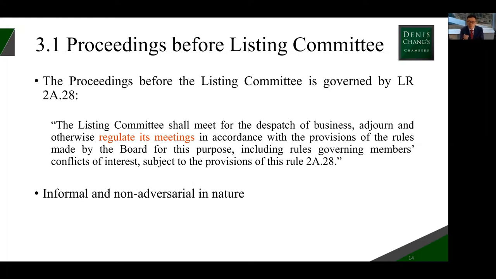Now, I'll first talk about the listing committee. The listing committee is the primary decision-making body in relation to a delisting decision. The rules governing the proceedings before the listing committee are stated in listing rule 2A.28, and the key point is that it can regulate its own meetings. So basically, it can make its own rules and practically do whatever it likes within reasonable boundaries. In the recent judicial review decision of Bright Oil, it was stressed that at this level, the hearing is informal and non-adversarial in nature.